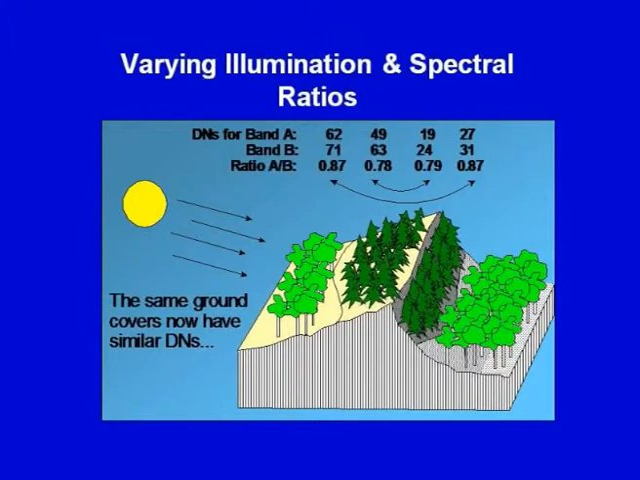By undertaking the process of division or ratioing, what we find is that this variation in the brightness is now normalized, or we can say it is removed. So, what we find is that now the values for the two cover types which are shown in this particular slide are more or less equal to each other, and thereby we now have similar brightness values for the same ground cover.